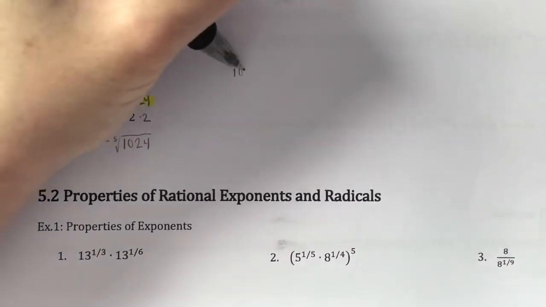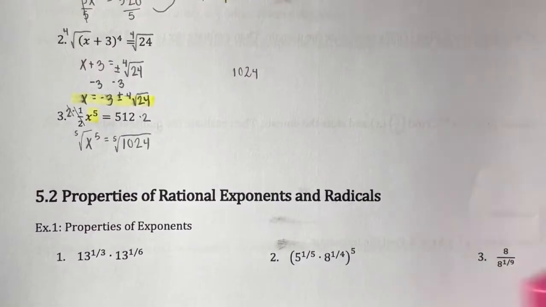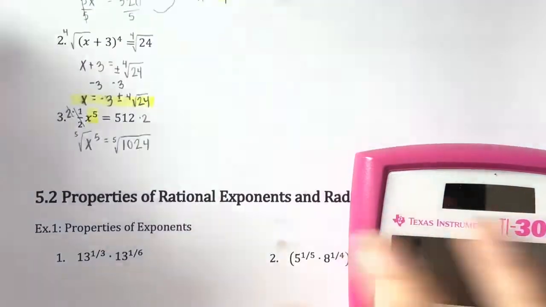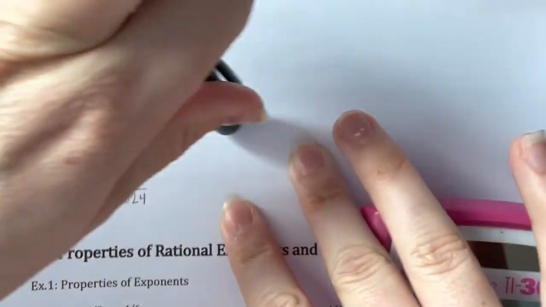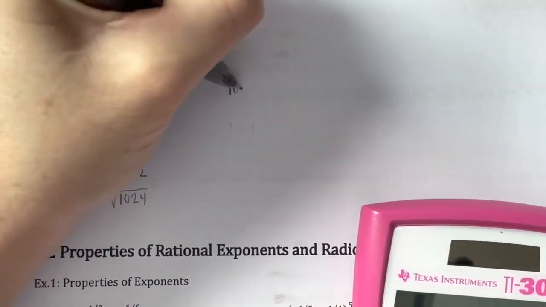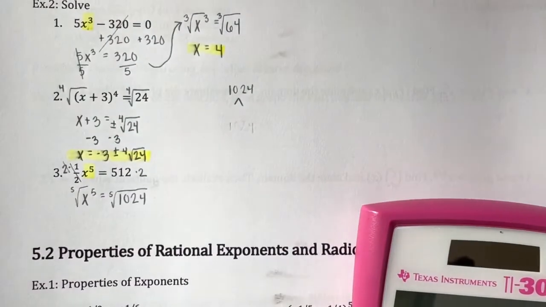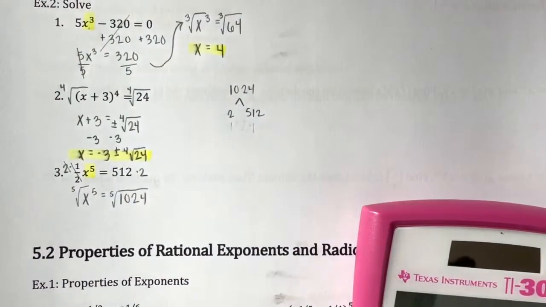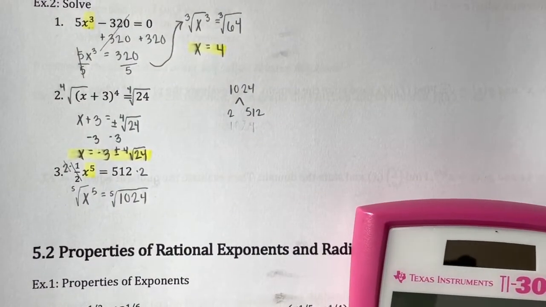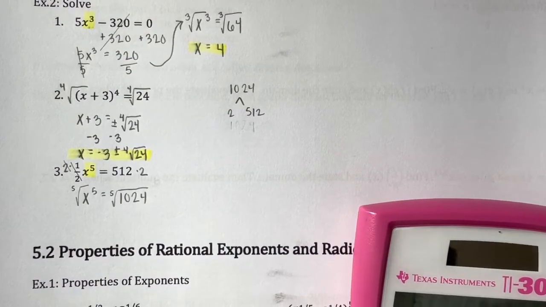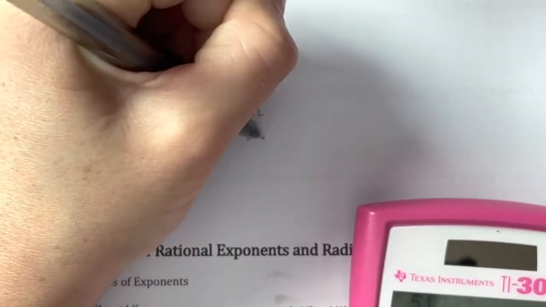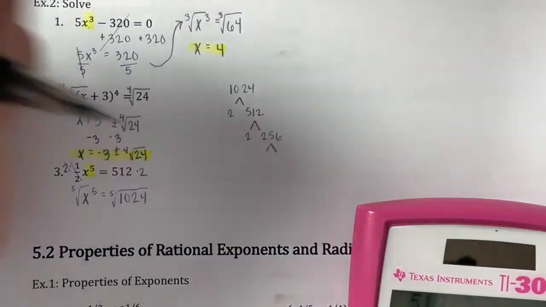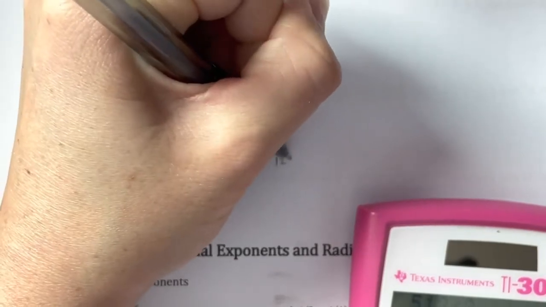So 1024, whenever I do factor trees, this might not be enough space. I usually just start with dividing by 2 or 3, like if it's odd or even. So 1024, if I divide it by 2, I get 512. And then 512, if I divide it by 2, I think it's 256. Yeah, 2 times 256. And then 256 divided by 2 is 128.